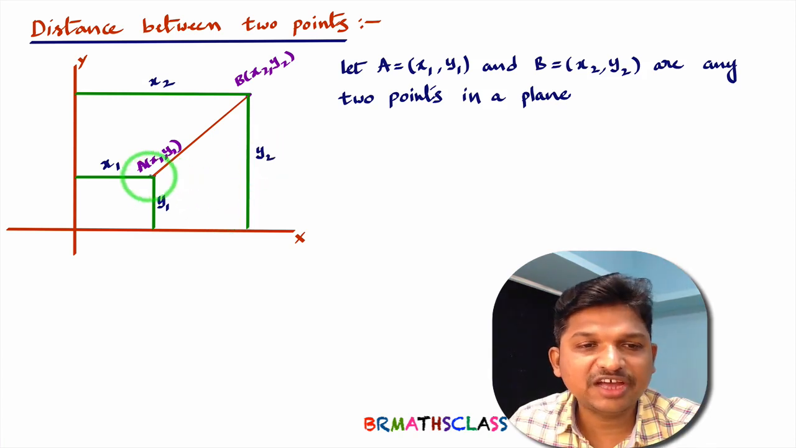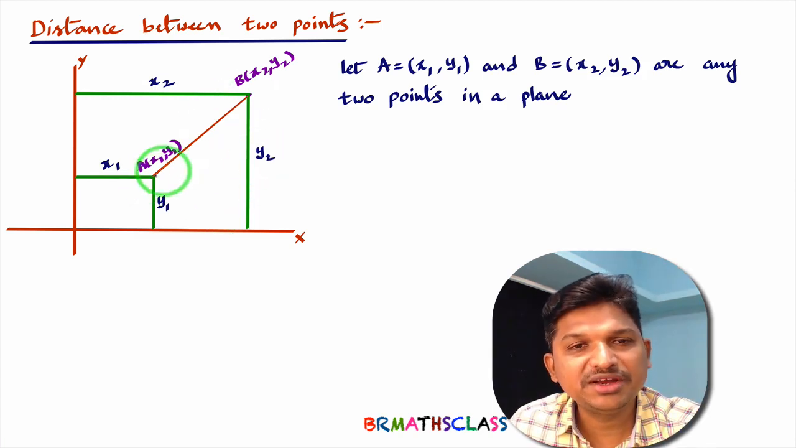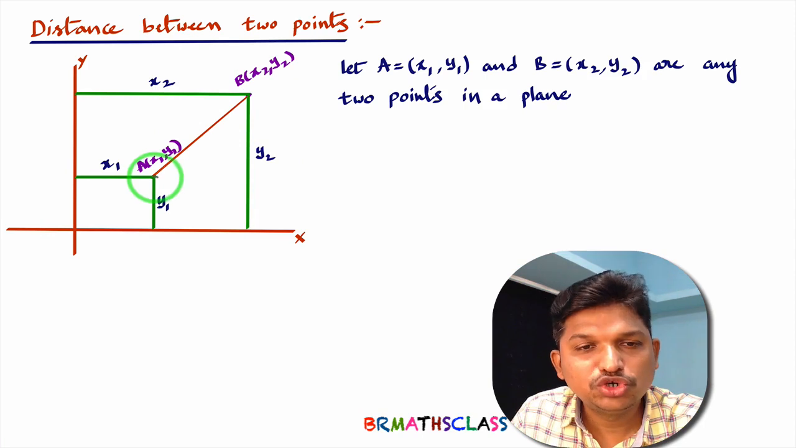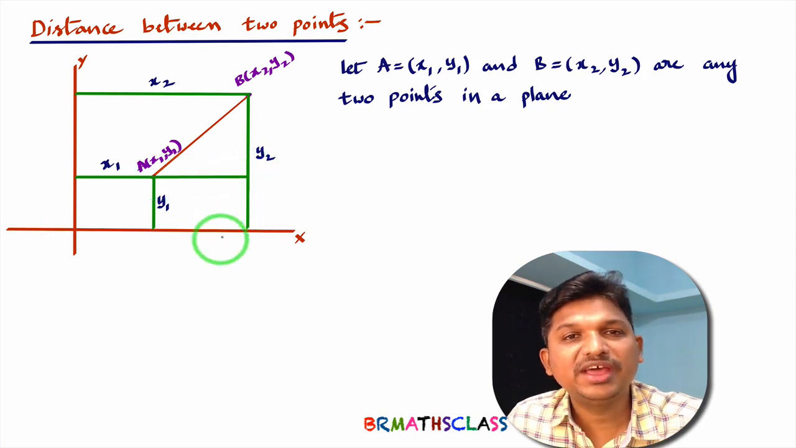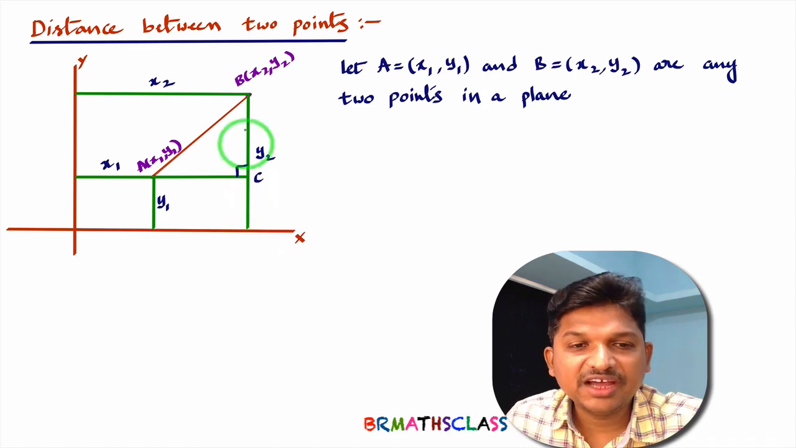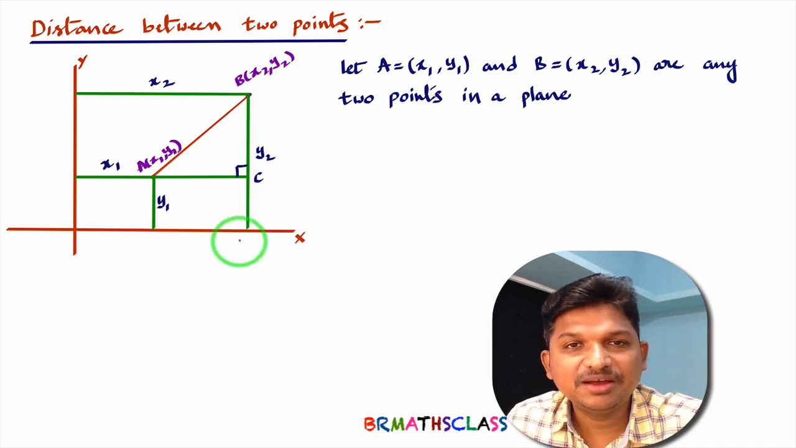Actually, our intention is I want to calculate distance between the points A and B. Now, you draw AC. Draw AC, which is parallel to x-axis. You can observe this diagram. This BC is parallel to y-axis, AC is parallel to x-axis. So the triangle ABC is a right angle triangle and it is right angle at C.